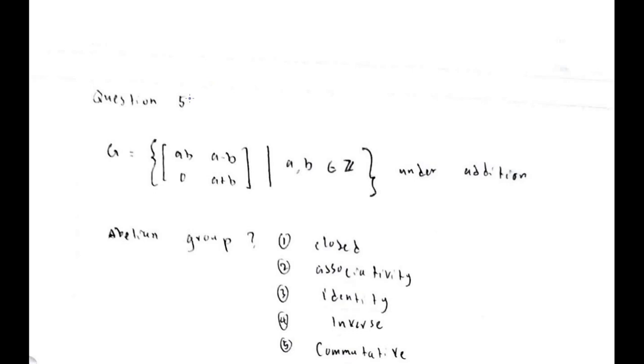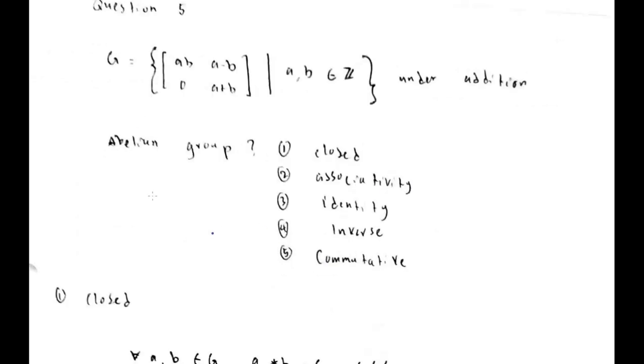Okay, so now we proceed with question 5, which is abstract algebra. The question states that G is under addition, and the question also asks us to determine whether G is an abelian group or not. So the properties of an abelian group are: one, closed; second, associative; third, identity; fourth, inverse; and the fifth one is commutative.